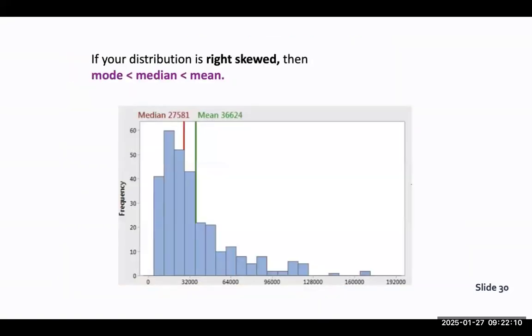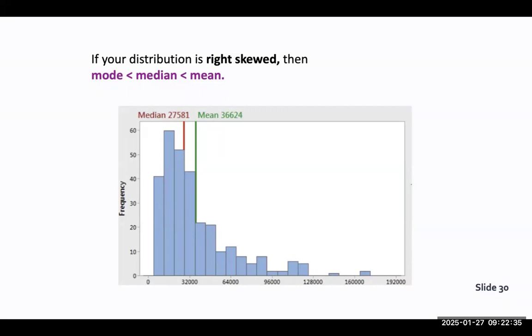Okay, so we talked about symmetric data. Now let's talk about skewed data and what happens to the mode, median, and mean. So here I have a graph that, if you don't focus on the words that say median, mean, let's just focus on the bars. If we look at the bars, we can see that it has a right tail, which we said if it has a right tail, it's called right skewed.